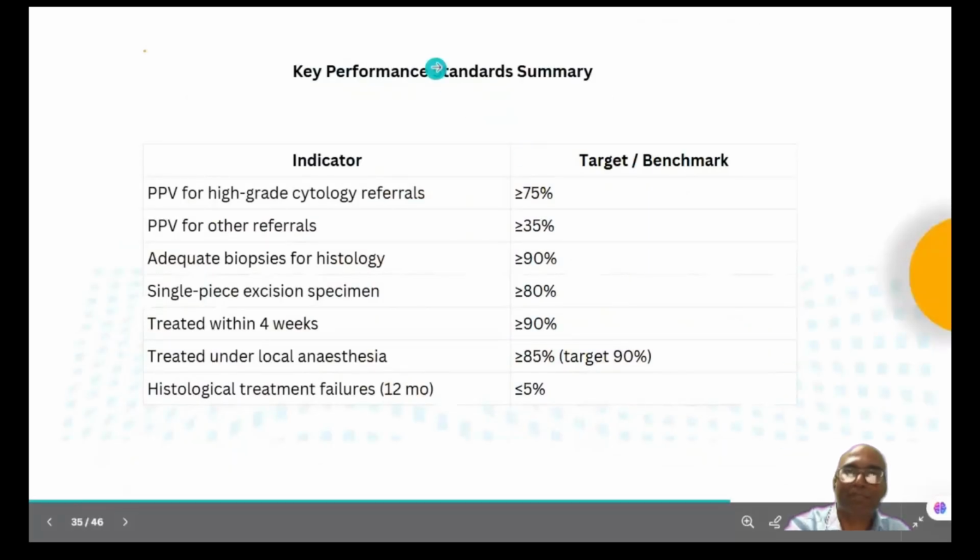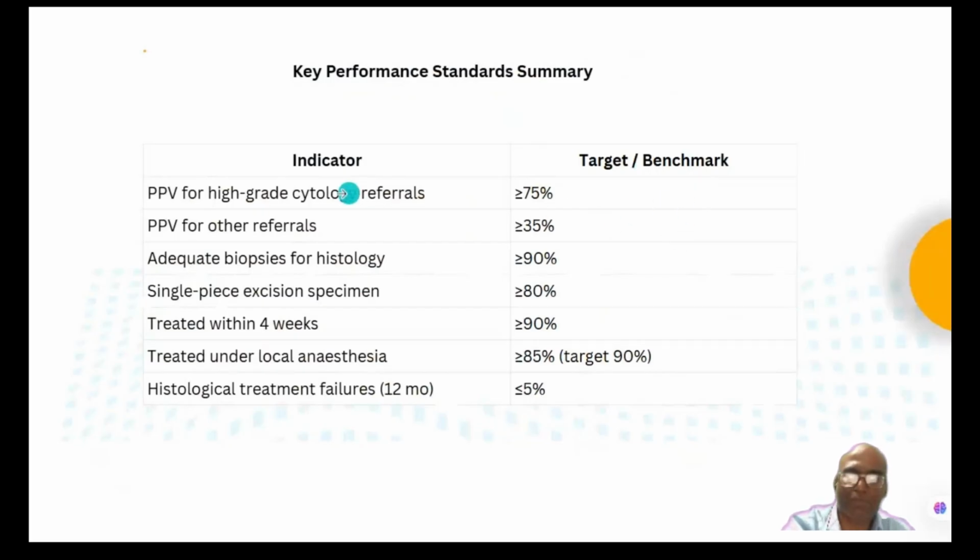Then key performance standards, not very important from the examination point of view. Positive predictive value for high grade cytology referral is more than 75%. Positive predictive value for other referral, that is only HRHPV positive with cytology negative, is 35%. Adequate biopsies for histology should be more than 90%. Single piece excision should be more than 80%. Treated within 4 weeks should be more than 90%. Treated under local anesthesia should be more than 80%.